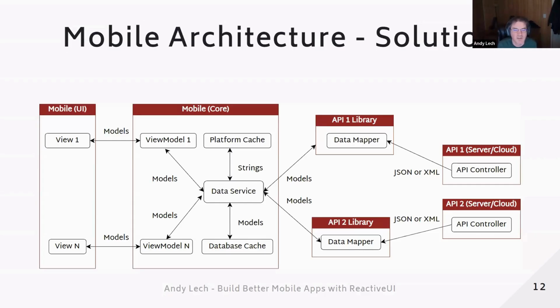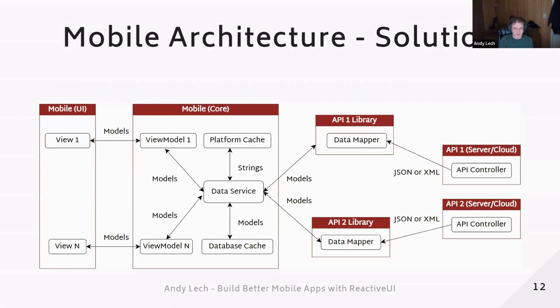you've got to use view models. The view models call to a common data service that controls your caching issues, and then your API library. If you implement your data mapping as separate API libraries that talk to different APIs, you can do some more complicated things.